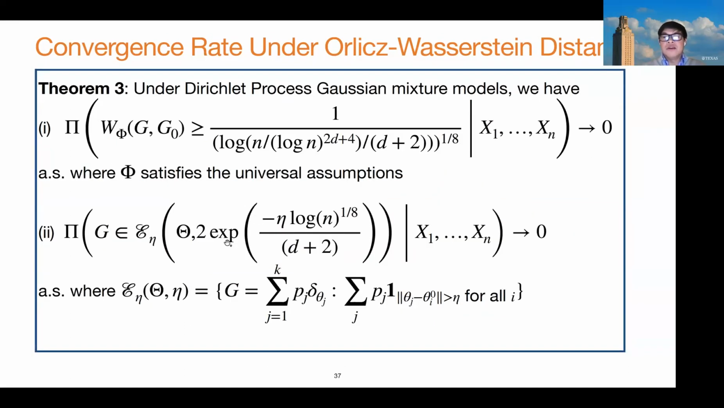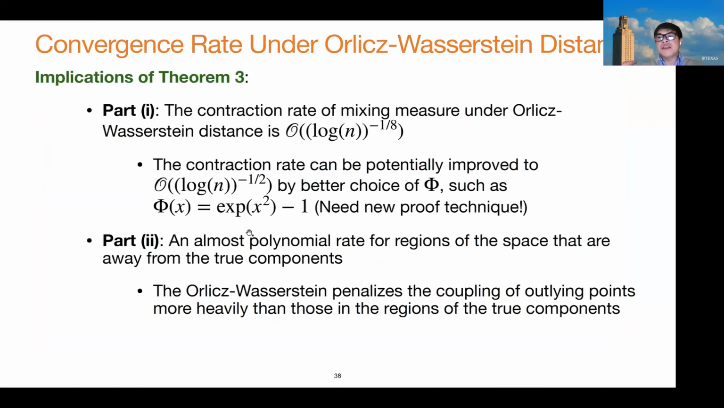That's why I mentioned it depends on the purpose, right? Because now we try to get a better picture of the contraction of the extra components. That's why we use the exponential function for the Orlicz-Wasserstein metric. But if you want to capture the rate for the true components, let's say, then we should not use the exponential, but use the Euclidean.